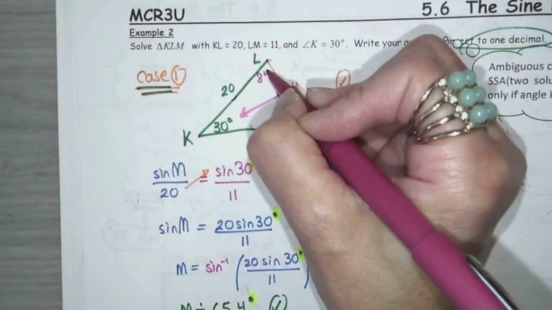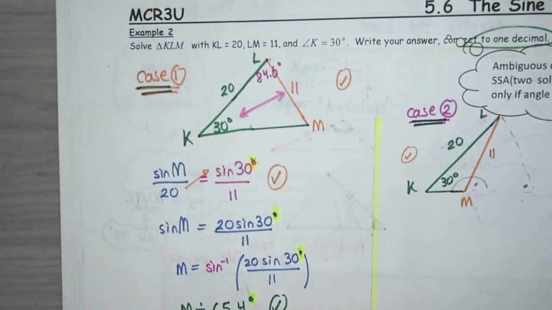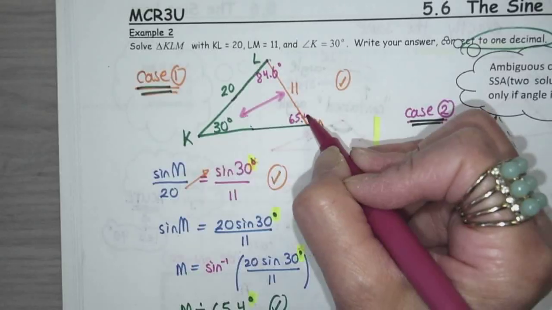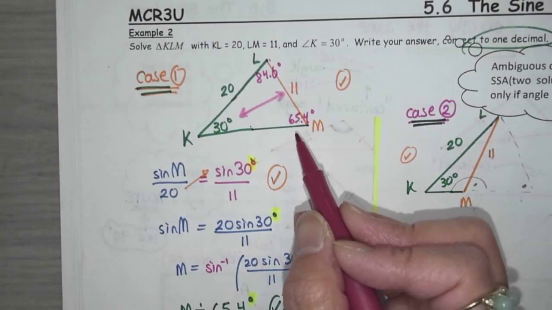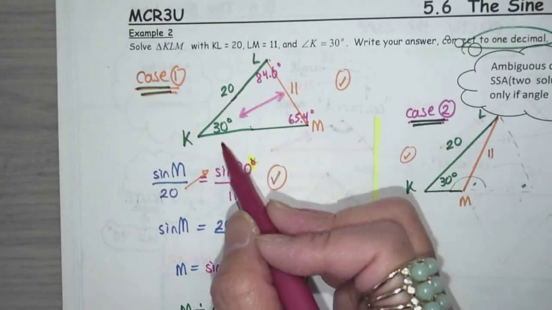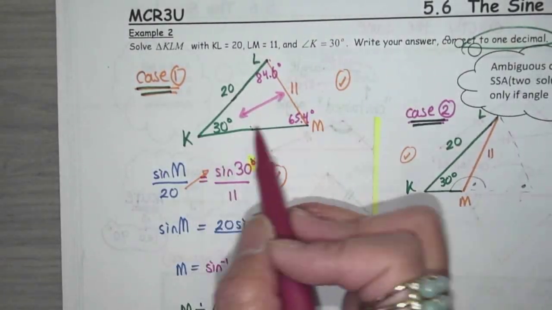This is 84.6. M is 65.4. That's looking really good, right? Doesn't that look good? It's a smaller angle, acute. That one's not too bad, yes, and then that looks good. This should be a longer side here.